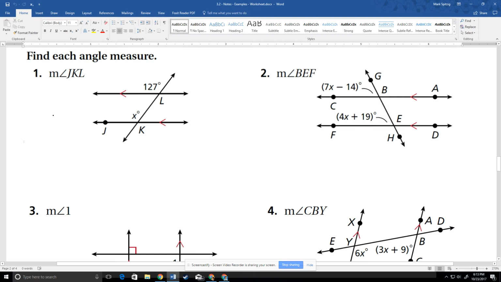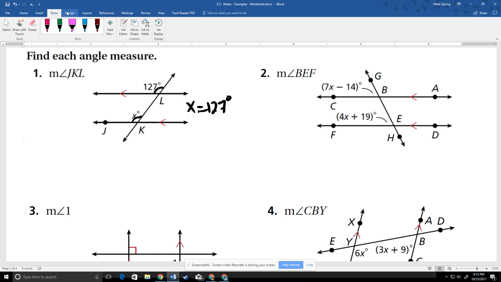Hey everyone, so we got 3.2 right here, the key for 3.2. All right, so we're looking at parallel lines here. We know these markings are parallel, so we can check those out. We're trying to find JKL, which in this case is X. All I would do is say, oh look, there we go. 127 and X are congruent. They're corresponding angles. So if the lines are parallel, corresponding angles are congruent. So X equals 127.